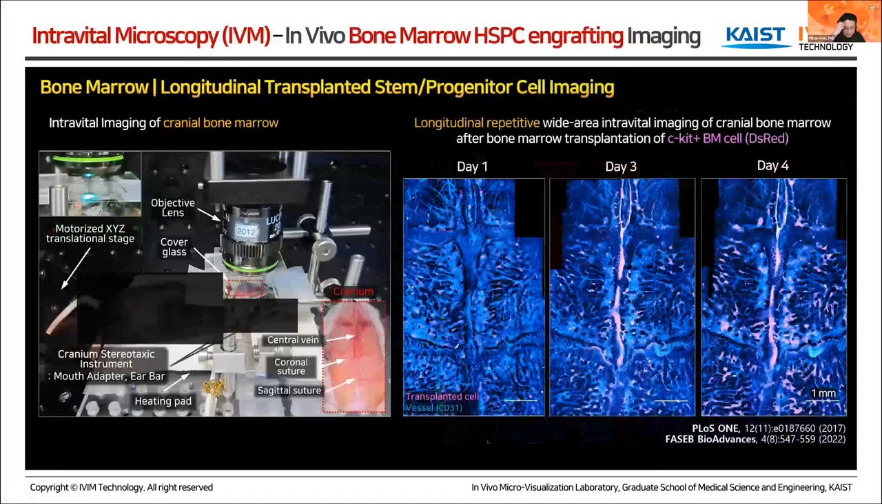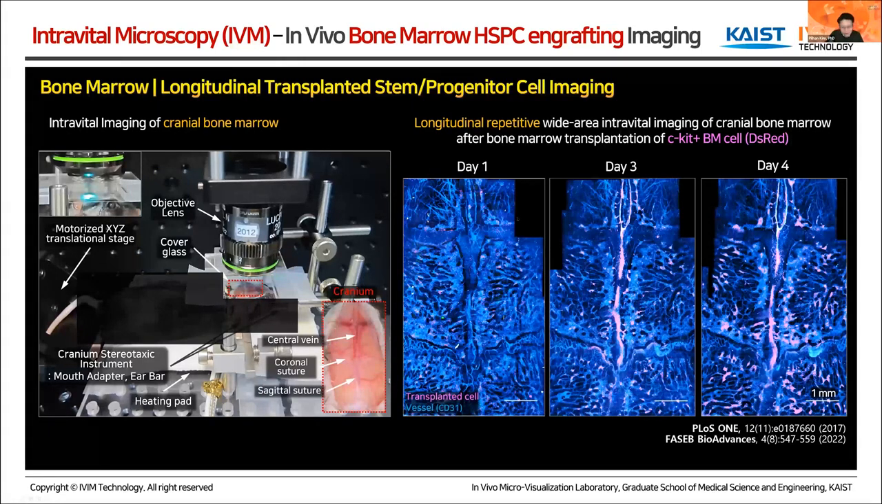And then, well, that was a relatively short observation, but the beauty of intravital microscopy is the mouse is alive during the imaging. After the imaging, we can let the mouse recover from the anesthesia, and then we can image the same mouse again at a later time point. So this is one good example.